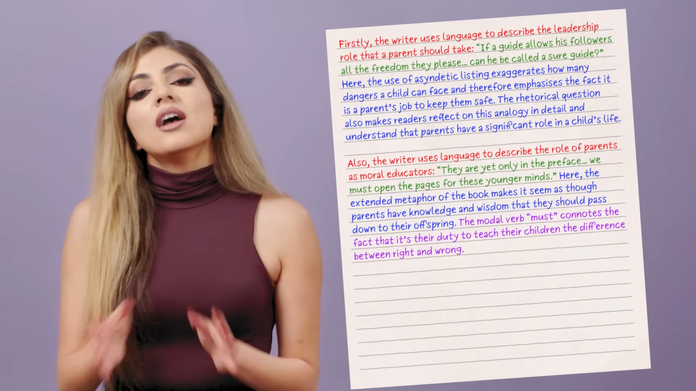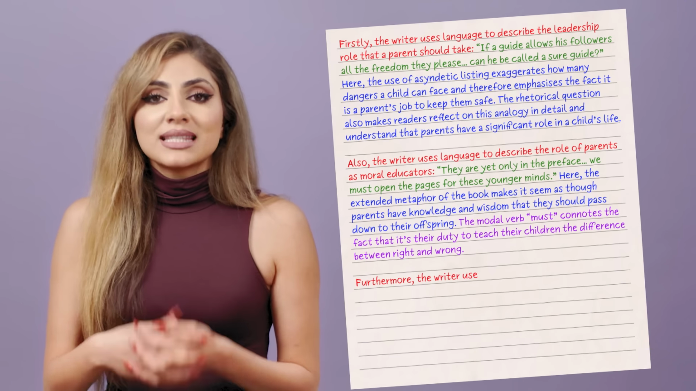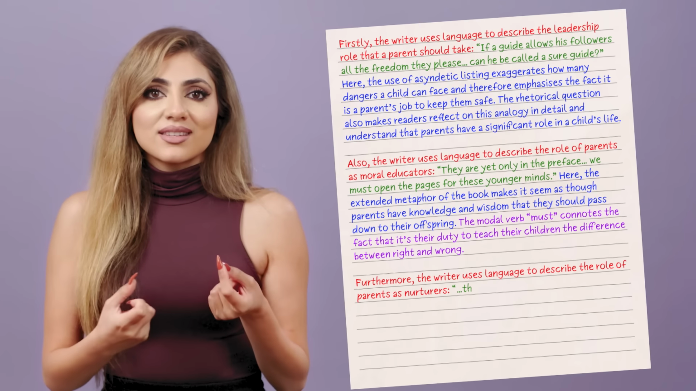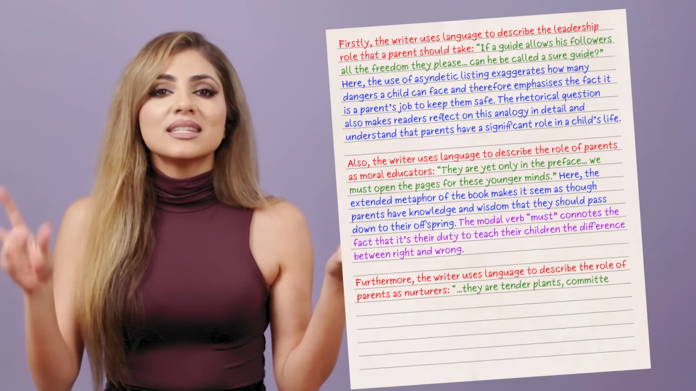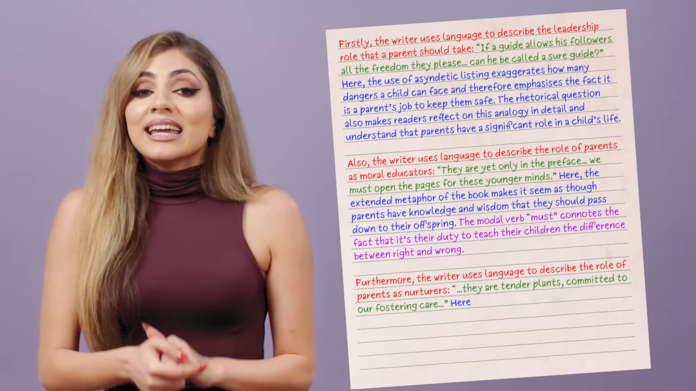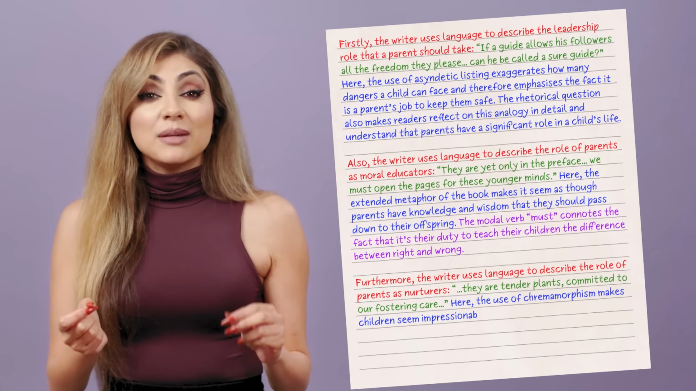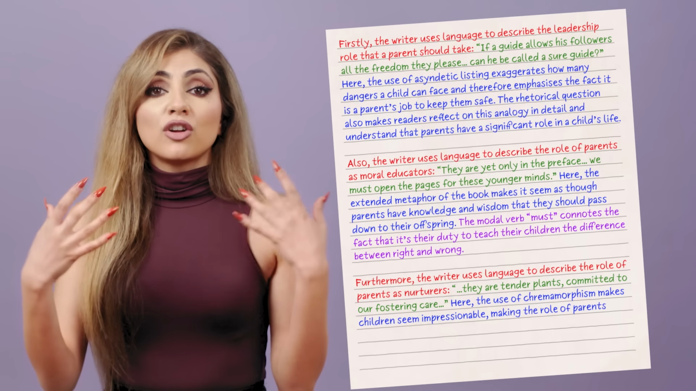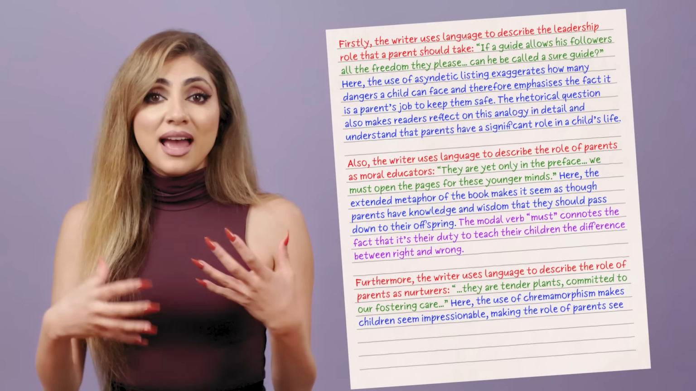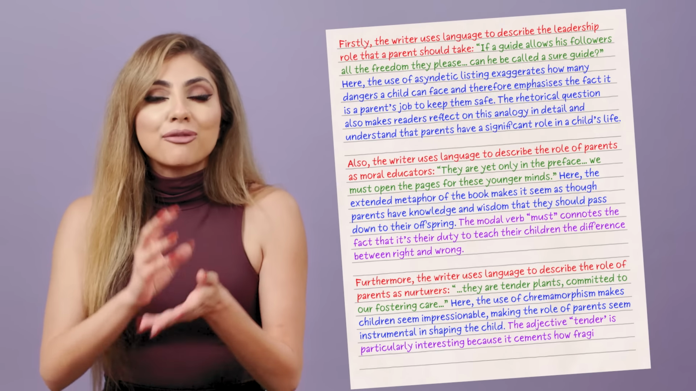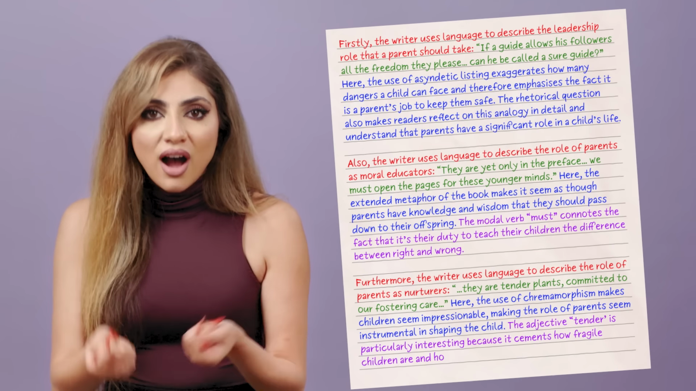Furthermore, the writer uses language to describe the role of parents as nurturers. "They are tender plants committed to our fostering care." Here, the use of cremomorphism makes children seem impressionable, making the role of parents seem instrumental in shaping the child. The adjective "tender" is particularly interesting because it cements how fragile children are and how easily parenting can go wrong.